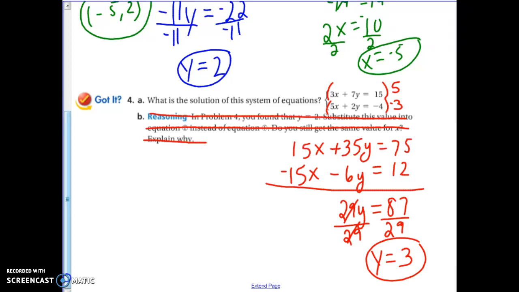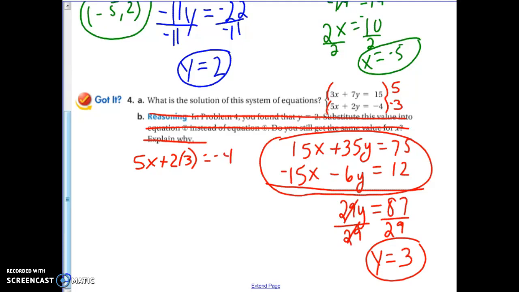So if I have y is 3, again, I don't know that I want to use one of these two equations at this point because I have really big numbers. So I'm going to pick the one that makes the most sense. So for me, I'm looking at the 5x plus 2y equals negative 4. So I'm going to say 5x plus 2 times my new y value of 3 is equal to negative 4. In other words, 5x plus 6 equals negative 4.